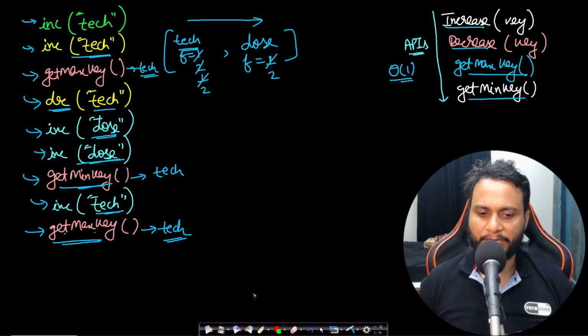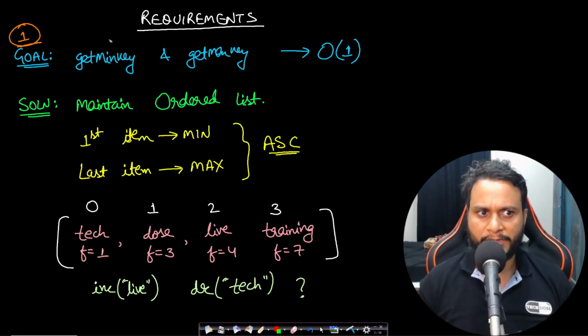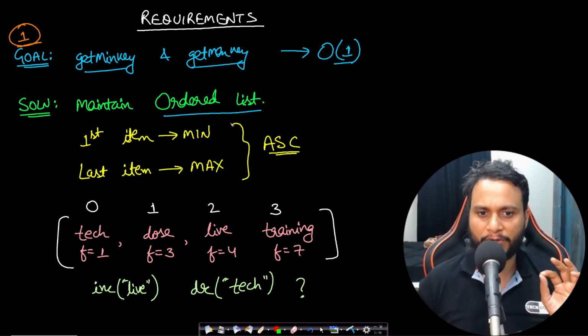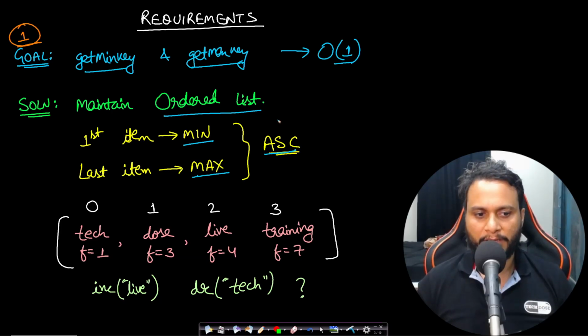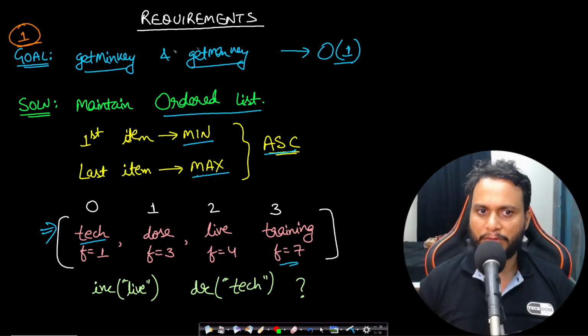So let's look at some of the requirements in order to solve it. The first requirement is, let's start with get min key and get max key. How do you get the min and max in order of 1? Obviously, if you think, then an ordered list makes sense. If you make the list ordered, then you know that the first item will be minimum and the last item will be maximum, provided you have maintained it in non-decreasing, ascending order, right? So let's say we have done that. Then if the call is coming for get min key, you know that the first item will be the minimum, and if it comes for get max key, it will be the last item. So you have implemented both in order of 1 time on average, right?